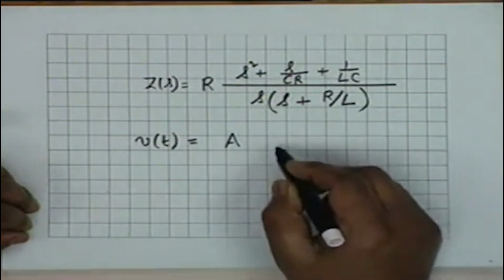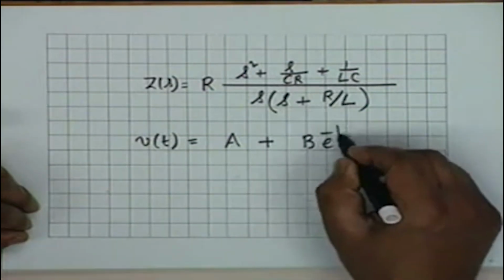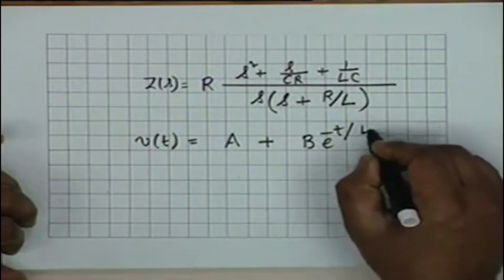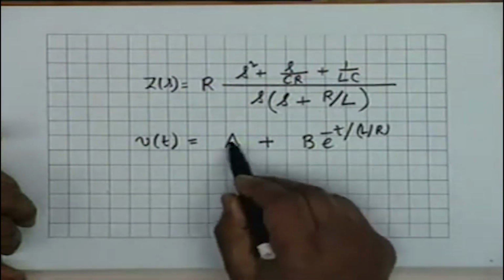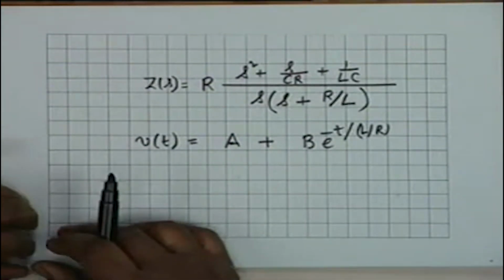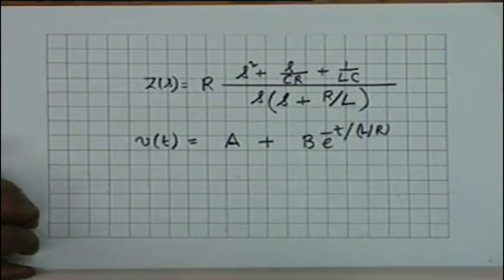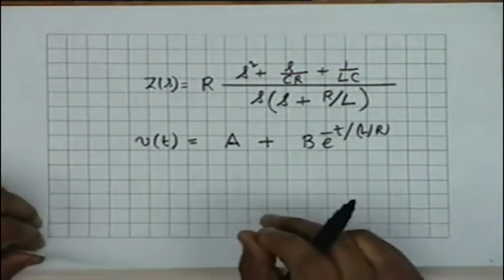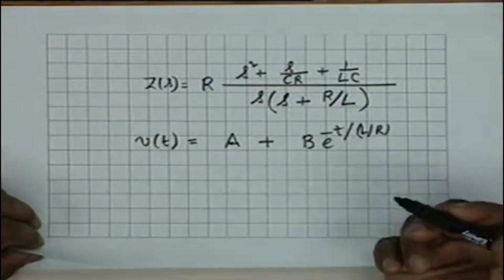So e to the power 0 times t is a constant 1. So v of t equals A plus B e to the power minus R t by L, where there are two arbitrary constants A and B. They have to be found out from the initial conditions. The question of initial conditions has to be thought about a little, as we shall see in one particular example. I will leave the rest of the example, finding A and B from initial conditions, to you.